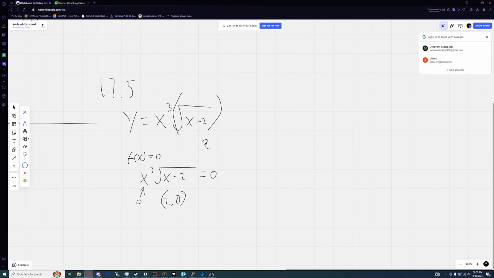Now, 0 sets this equal to 0. However, our domain, once again, starts at 2. Therefore, nothing can be behind 2. Therefore, 0 cannot be our value. And since 0 cannot be our value, we also do not have a y-intercept.